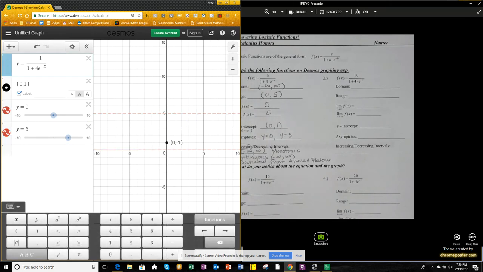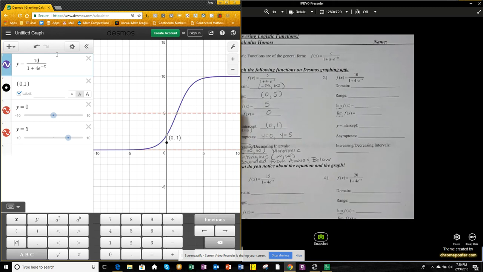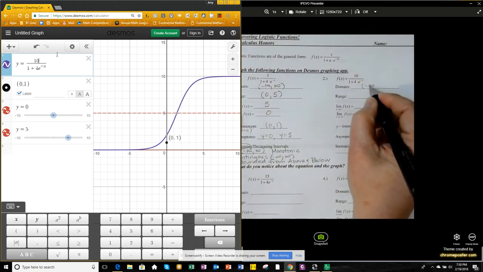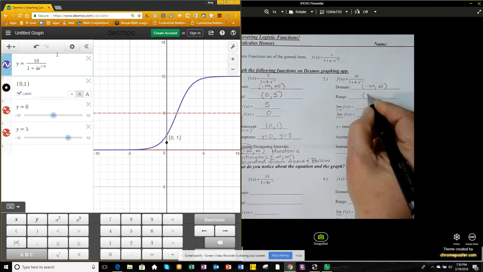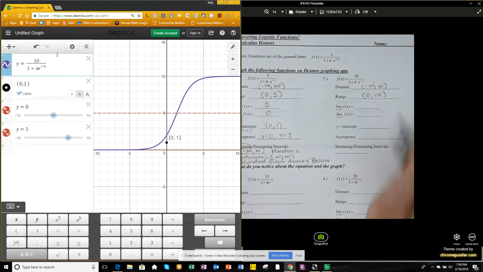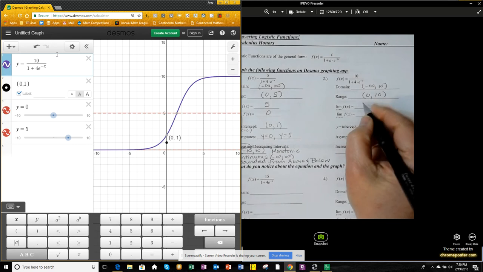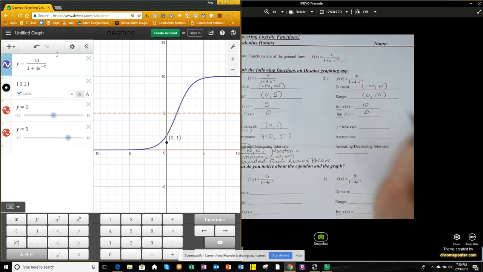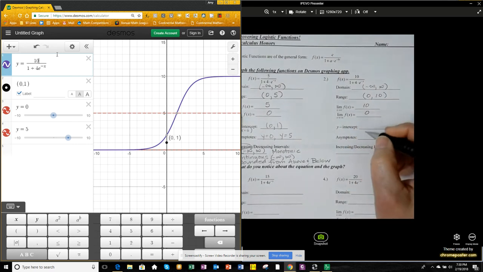What happens to our graph? Well, it looks like the domain is the same. The range goes now from 0 to 10 instead of 0 to 5. The end behavior limits are going to be 10 and 0. The y-intercept now has jumped, and let's put in 0 here.